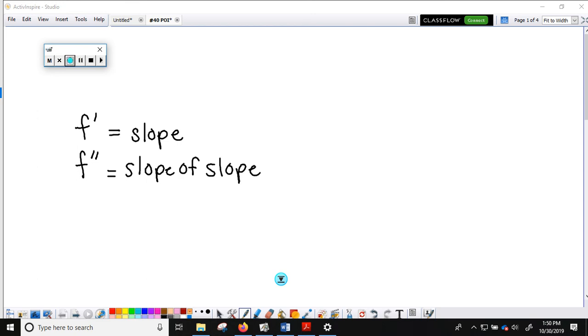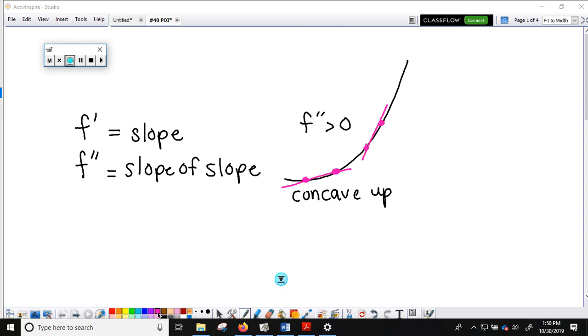So a function that has a second derivative that's positive would have a slope whose slope is increasing. So this would be an example of a graph with a second derivative that's positive. We call this graph concave up. Moving along the graph, between these 2 points we'd have a positive slope. But if I move to these 2 points on the graph, I'd have a positive slope that's even greater. The slope is increasing.